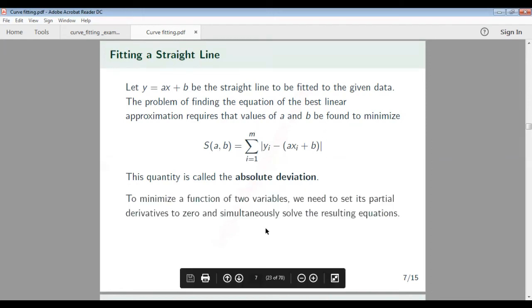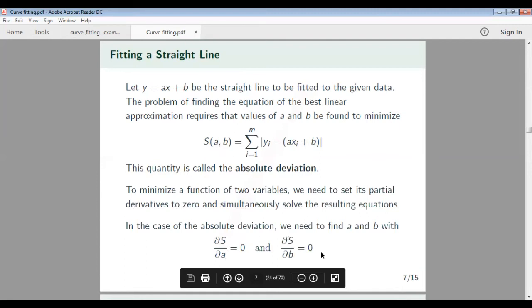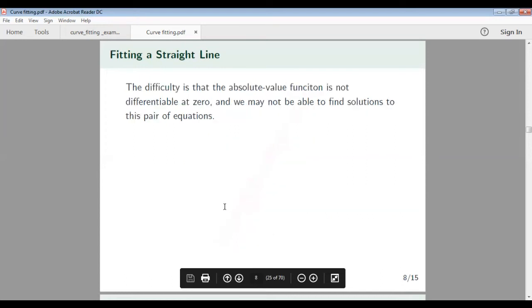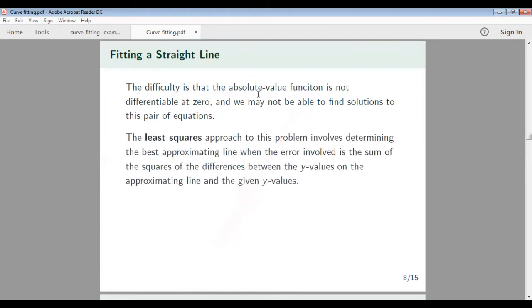So to minimize a function of two variables, we need to go for partial differentiation, and the partial derivatives should be equated to 0. So the equations become dou s by dou a equal to 0 and dou s by dou b equal to 0. But the problem with this is that the absolute value function is not differentiable at 0, and we may not be able to find solutions to this pair of equations.